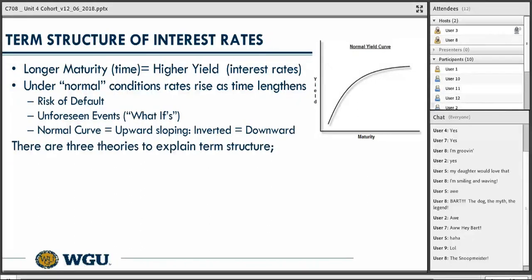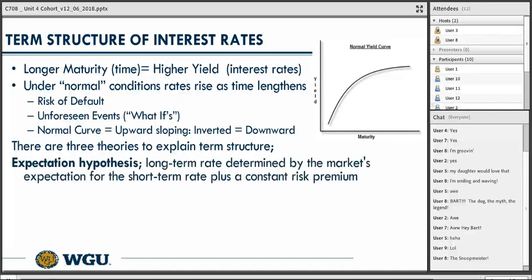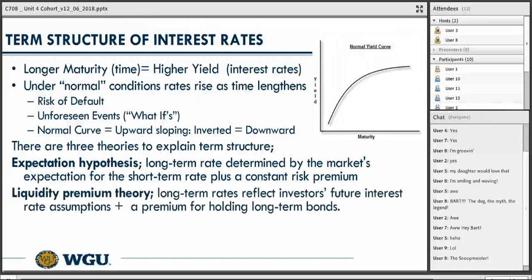Now, there's three theories used to explain the term structure of interest rates. The first is the expectation hypothesis, which says that long-term rates are higher because they're determined by what the market expects in the short term, plus there's the application of a constant risk premium, and that's why long-term rates are higher. The second is liquidity premium theory, where the long-term rates reflect investors' future interest rate assumptions, similar to expectation hypothesis, plus investors simply want a premium for holding long-term bonds, for tying up their liquidity.